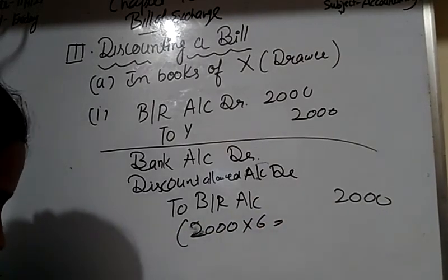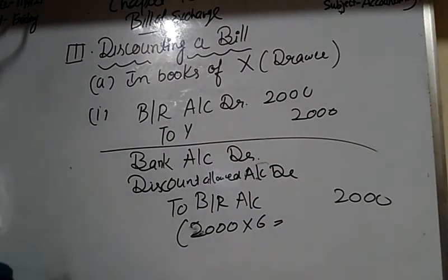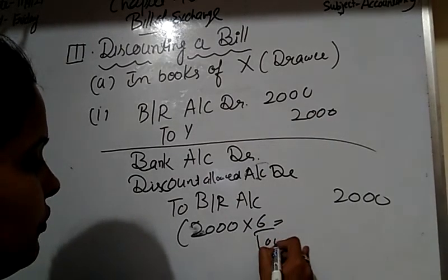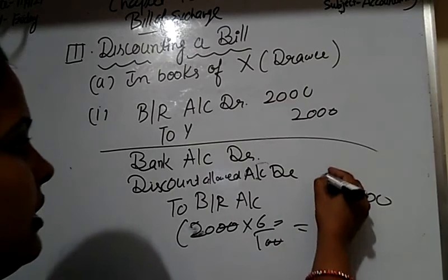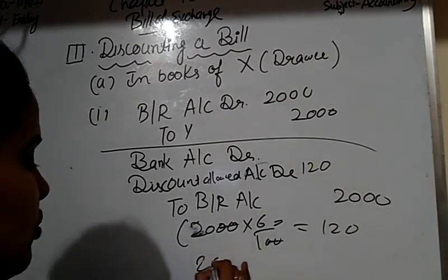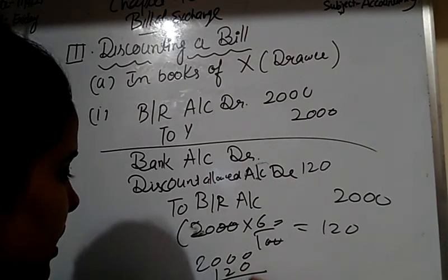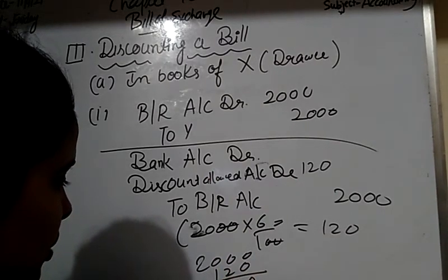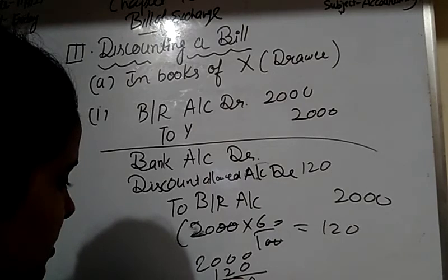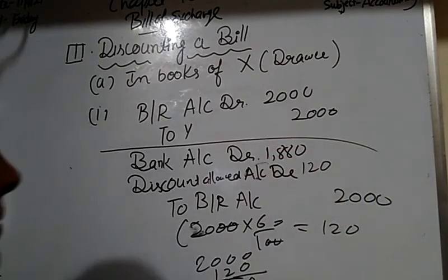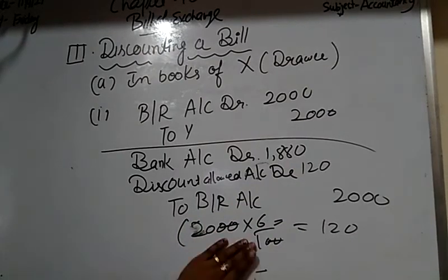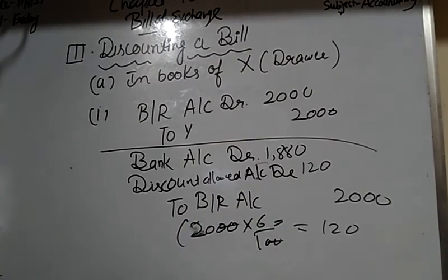On 2000, how much discount amount is there? 6% of 2000 is 120. So 120 is the amount of discount allowed, and the rest of the amount, 2000 minus 120, is 1880. 1880 is the amount which is debited to the bank account of X.